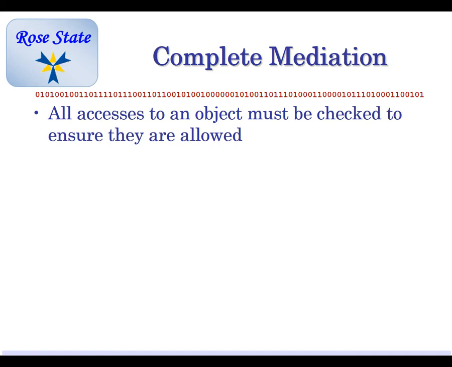Okay. Complete mediation. All access to an object must be checked to ensure they are allowed. Here's a perfect example of that. Will Rogers Airport. We all been there. Okay. Y'all go through security? No. Do you break in the back? I've never flown before, that's why. I drop people off at the airport. Well, I will explain how an airport works. They got these things. They're called planes. But when you get there, you go through security. They check all your stuff.